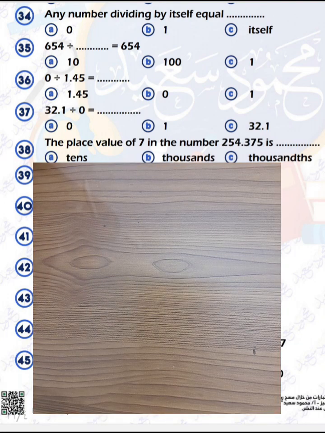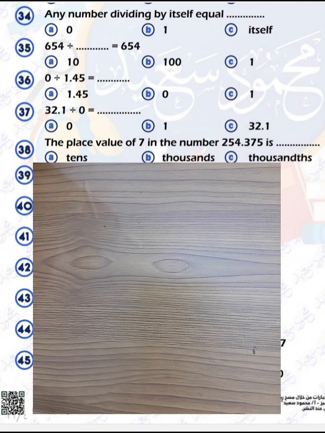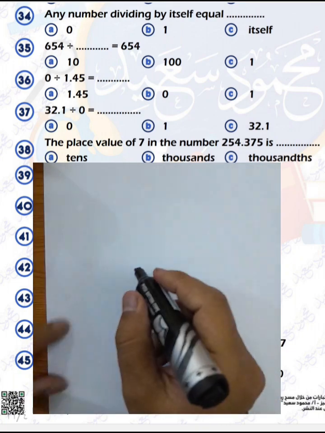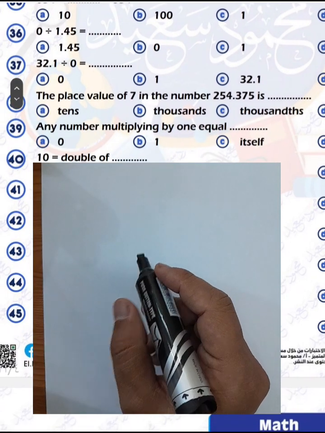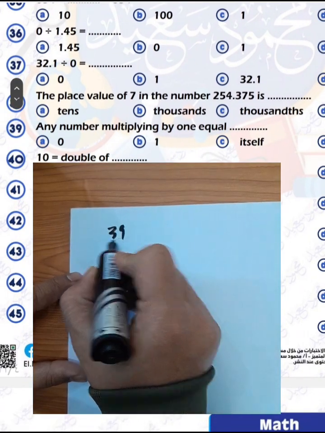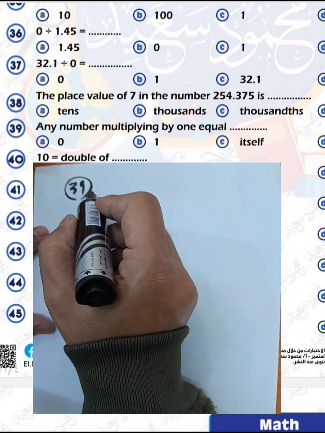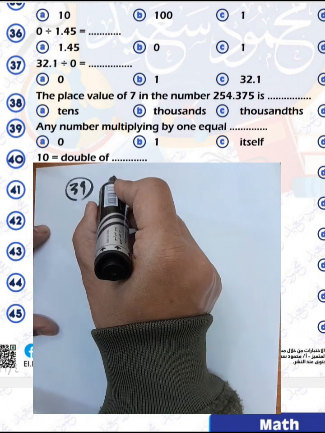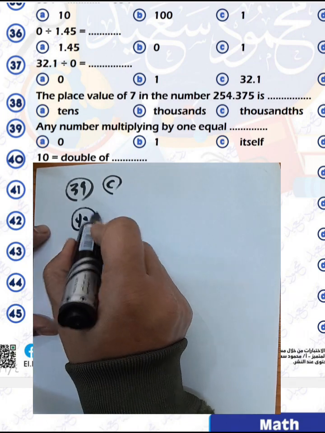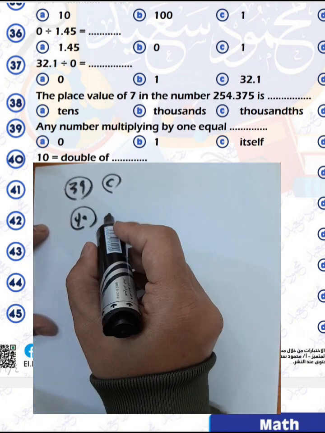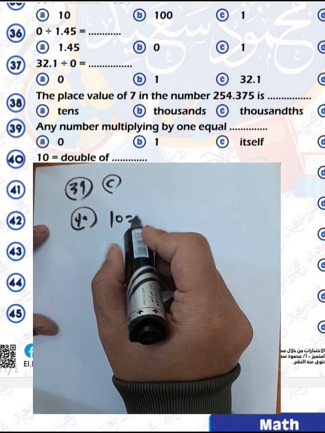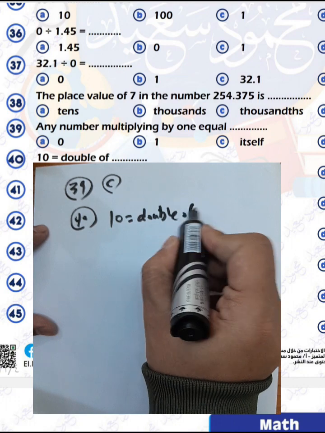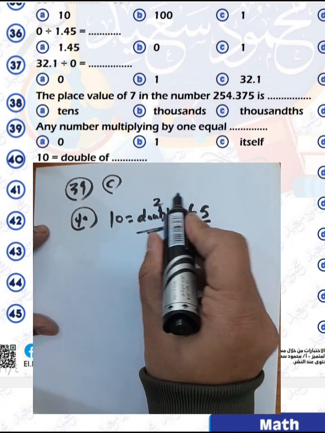Okay, 100. Next question. 39. Question 39 here. Any number multiplied by 1 equals itself. Choose letter C. Question 40. 10 equals double of 5. Okay, it will be double of 5. Double means 2 times what? 2 times 5.